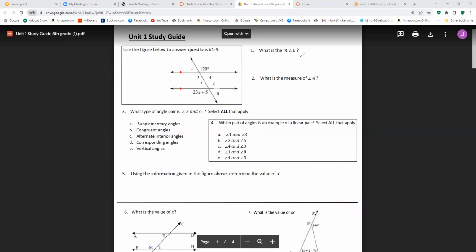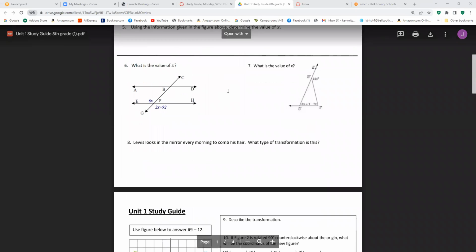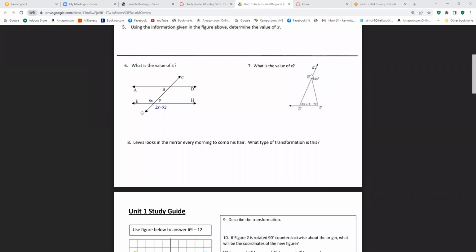All right, moving on. Number 6, what is the value of X here? Well, I do know that these vertical angles are equal to each other. So 6x is equal to 2x plus 92. Since these are equal to each other, I want to get my x's on the same side of the equal sign. So I'm going to cancel out the smallest x.